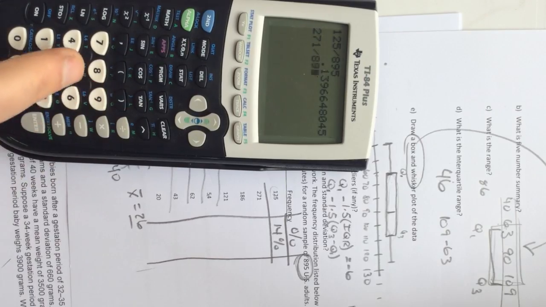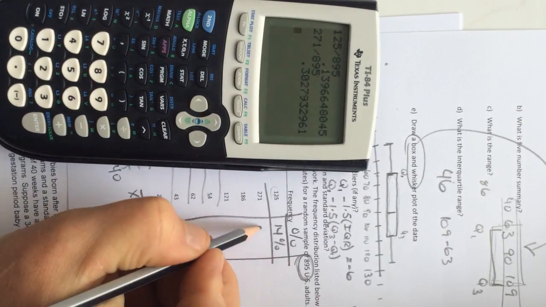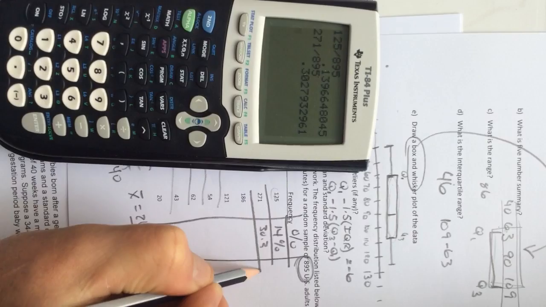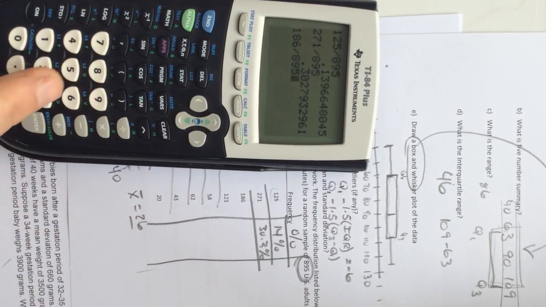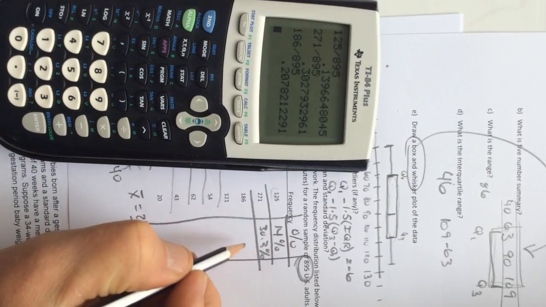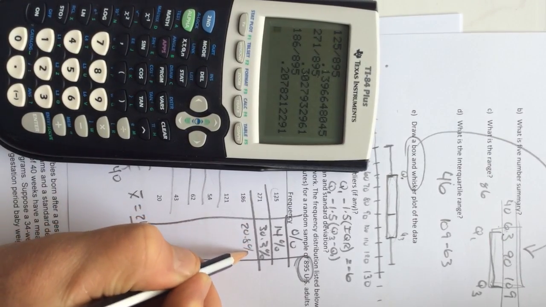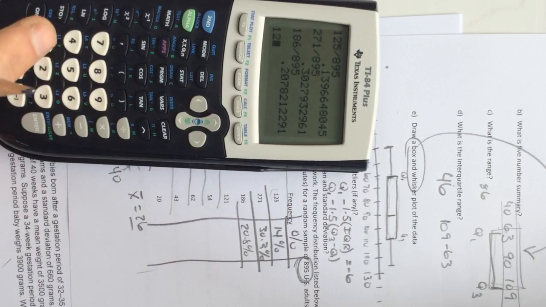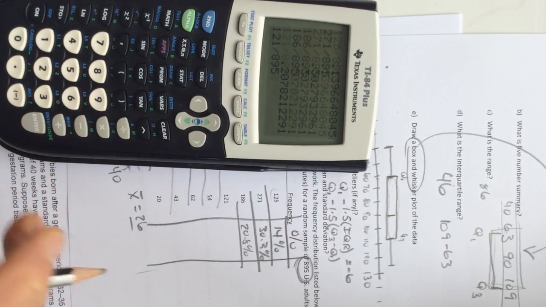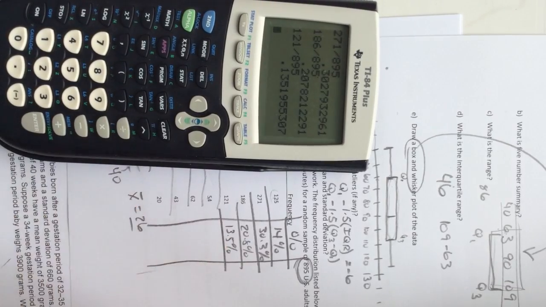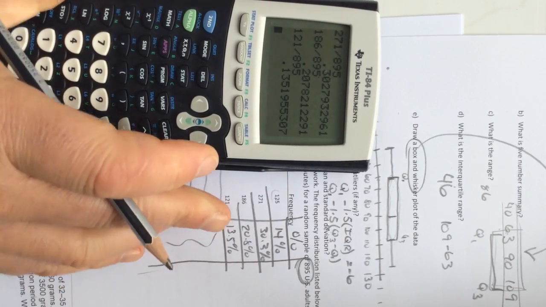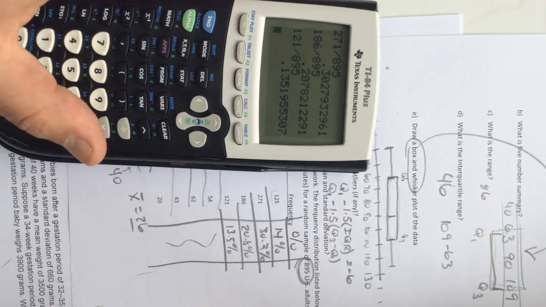271 divided by 895, 30.3%. 186 divided by 895, 20.8%. Got the idea there? Okay, 13.5%, and so on. So keep doing that all the way down, and that's what relative frequency is.